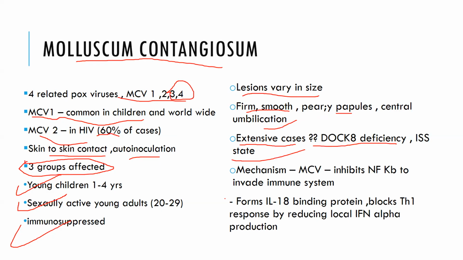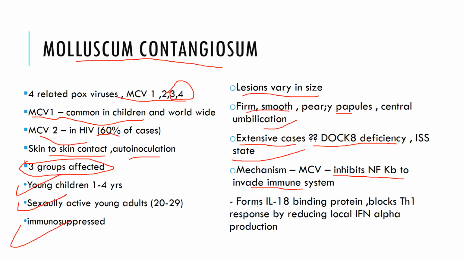So molluscum has been thought to persist on the skin because of what it does to your immune system. And the first mechanism that is postulated is that the virus itself directly inhibits the nuclear factor kappa B that prevents your immune system from recognizing and fighting against it, because nuclear factor kappa B is very key in stimulating the production of pro-inflammatory cytokines that end up activating the immune system. So if you're able to inhibit it, it means that you can evade the immune system.